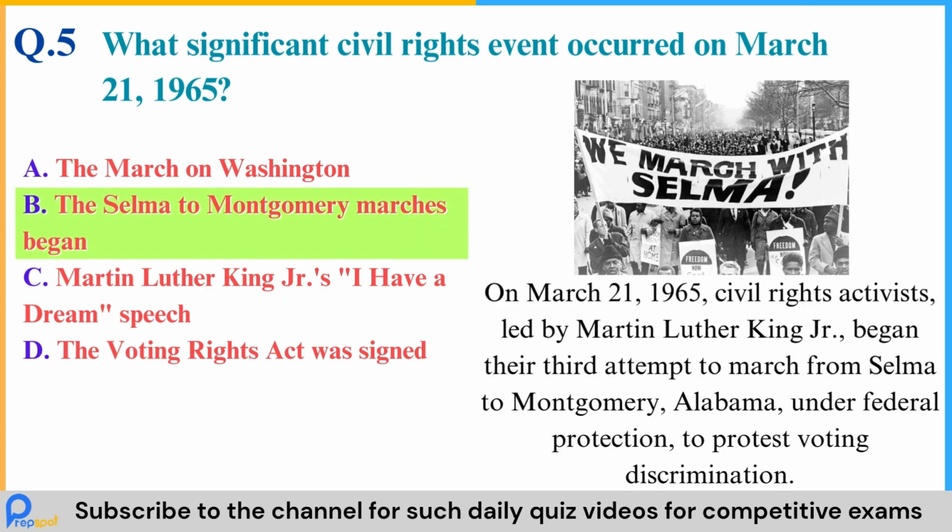Answer: B. The Selma to Montgomery marches began. Explanation: On 21st March 1965, civil rights activists, led by Martin Luther King Jr., began their third attempt to march from Selma to Montgomery, Alabama, under federal protection, to protest voting discrimination.